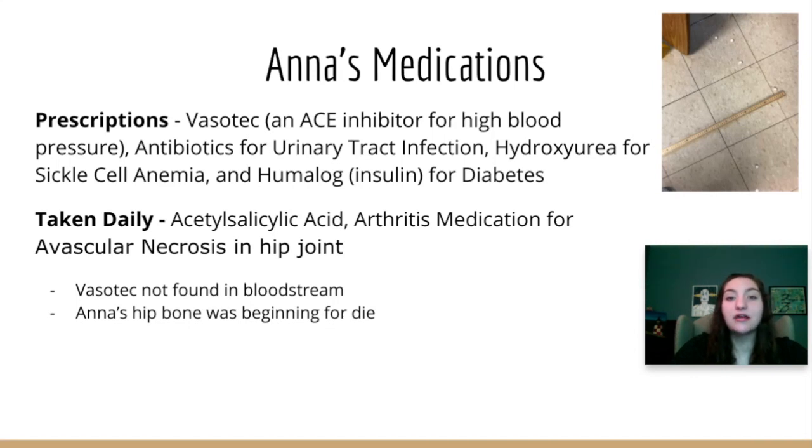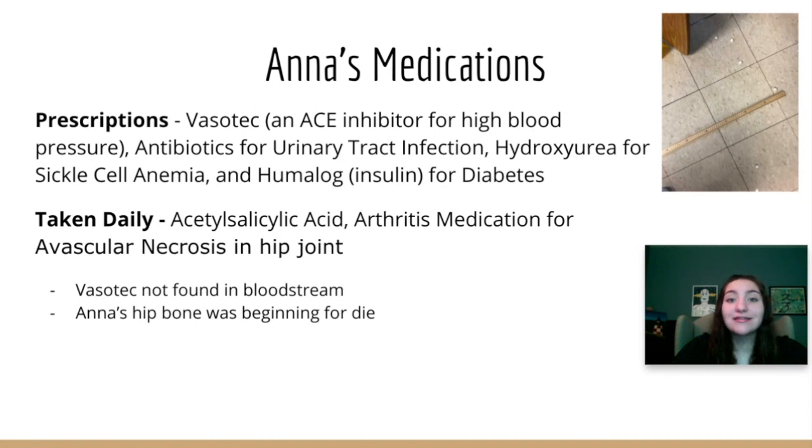Also, there were trace amounts of hydroxyurea in her blood, so that means that she was taking her medicine for her sickle cells. And her blood sugar was 280 milligrams per deciliter. That's shown because the night before she wasn't eating right, but that also leads me to believe that she wasn't taking her insulin Humalog, because it was found next to her body at the crime scene. So that shows that she was probably trying to take it before she passed.